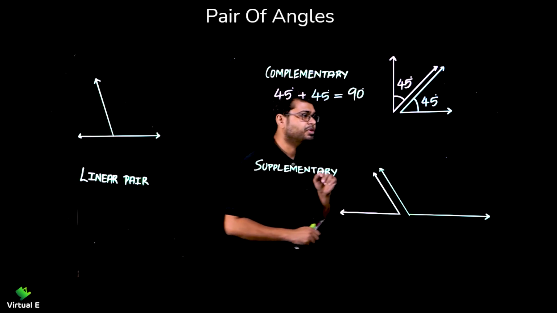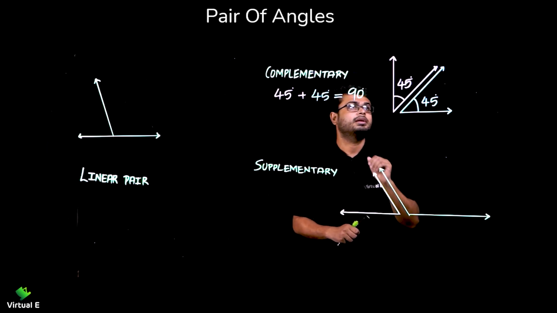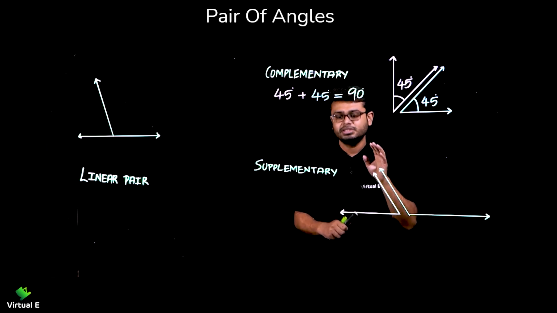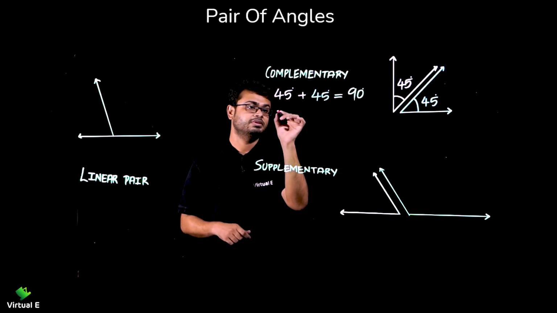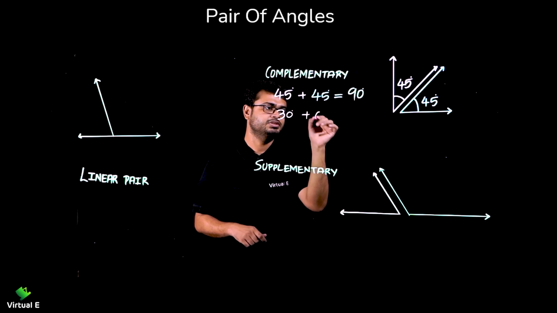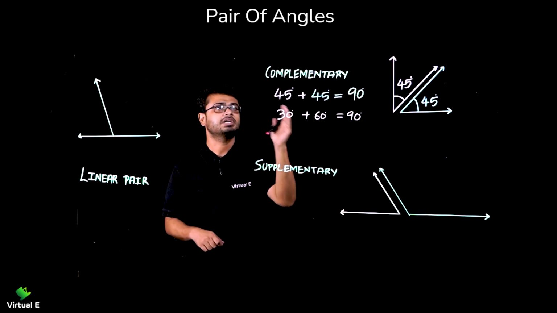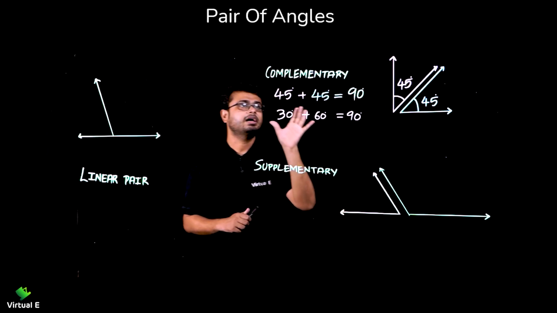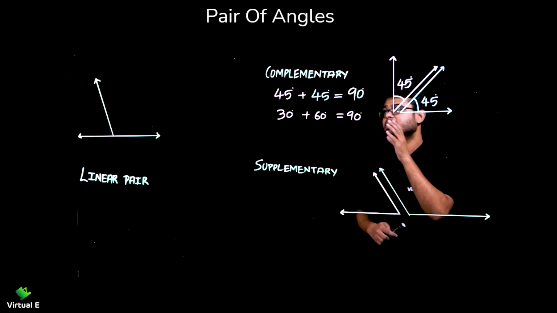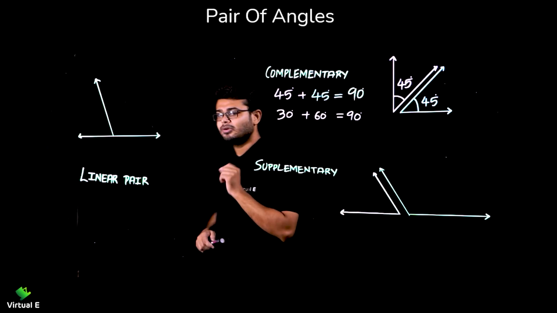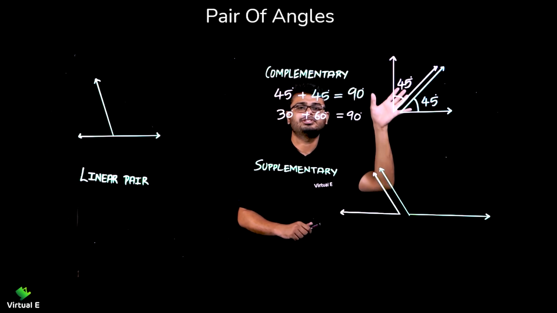Very simple, you must be knowing this relation, but that's very helpful to us in this chapter again. Combination can be different as well. You can have a combination of 30 degree plus 60 degree, that will also give you 90 degree, right? So these two angles are complementary. The idea is that if you add up two angles, that should be 90 degree, and those angles are called complementary angles.